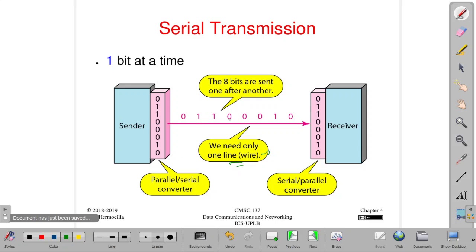Okay. So that's what happens. Normally, in terms of hardware or manufacturing cost, the serial transmission is better because you only need one wire. But with this design, we need to do some additional processing to be able to properly interpret these bit patterns.